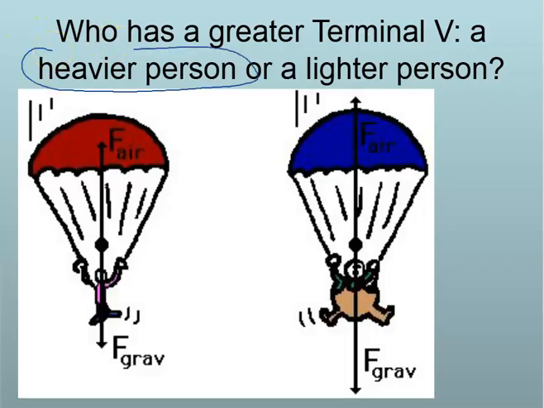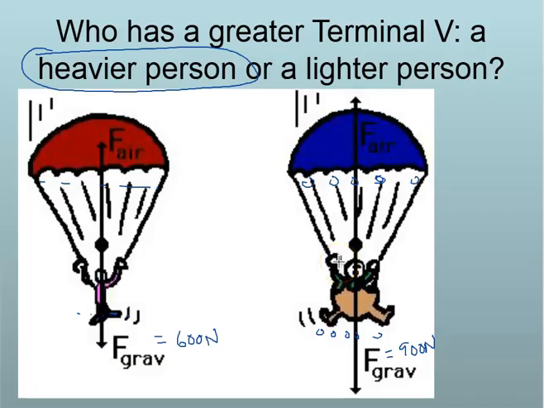Okay, heavier person, because you're going to have to hit molecules faster to balance the greater weight, if that makes sense. To balance 600 newtons, you need to hit the air molecules, again assuming they have the same surface area, with a given speed. If this person has a weight of 900 newtons, you are going to have to hit the same number of air molecules at a greater rate in order for these two forces to balance.